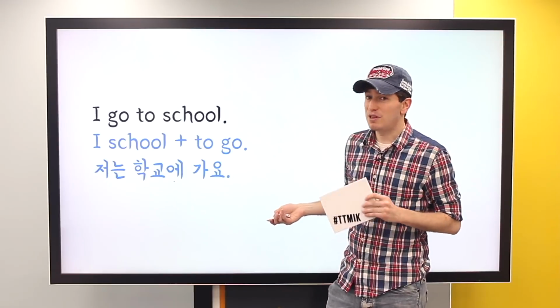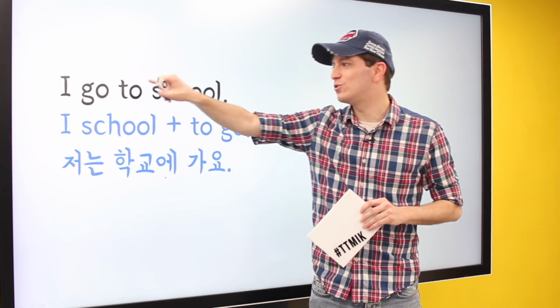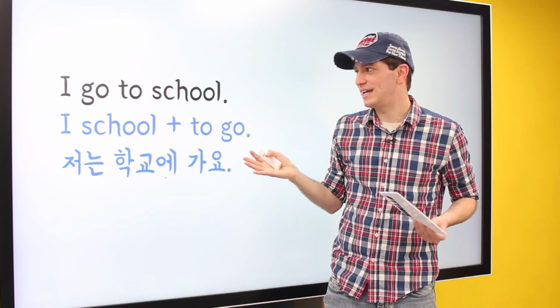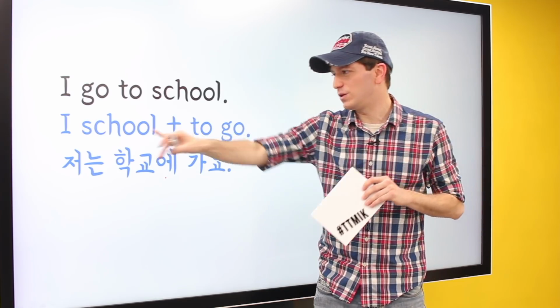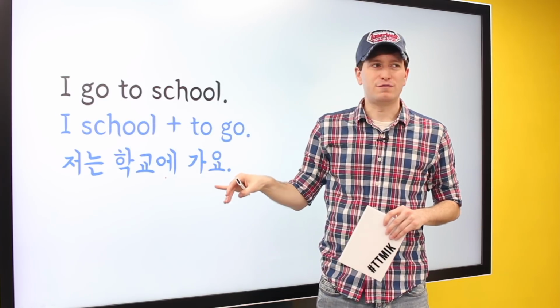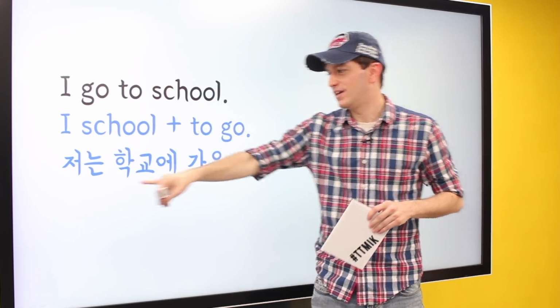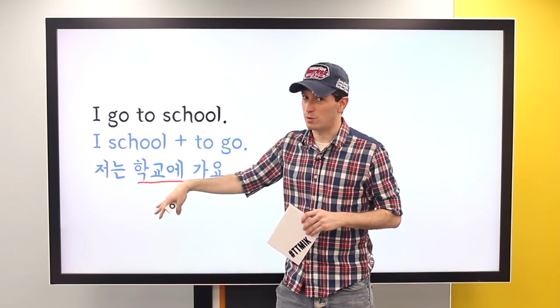And the same thing applies for locations as well. The English sentence, I go to school, in Korean has the location going before the verb. So in Korean we would get I, then the location, school, followed by to go. 저는 학교에 가요, and not the other way around.